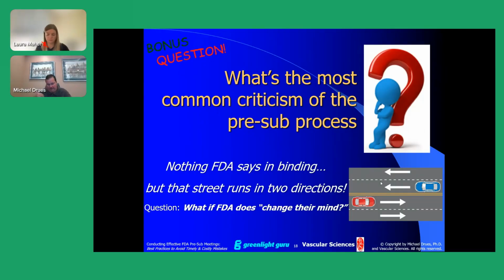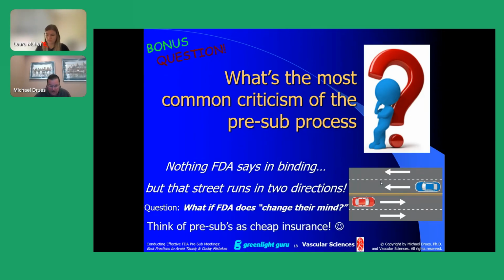What's going on? If FDA says, for example, well, we're aware of a problem with another product that's going on that we want to prevent from happening to you, I say, fair enough. That's fair game. That is FDA doing exactly their job, and that's what they should do. On the other hand, if they come back to me, and I've had this happen to me as well, they say, well, we're basically FDA. We can say or we can do whatever we want. I'm sorry, but that does not cut it with me. So even though things can change, even though nothing is binding, nothing that FDA says is binding, nothing that the company says is binding, that street runs in 2 directions.